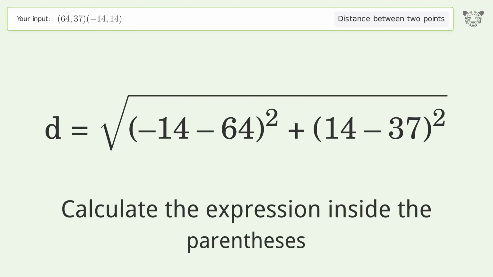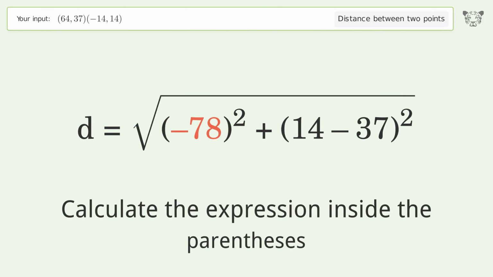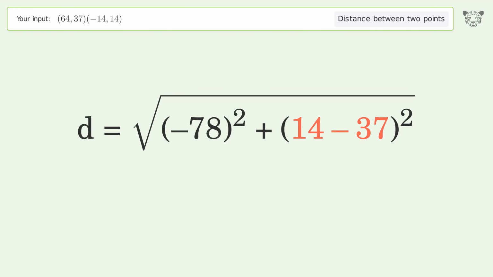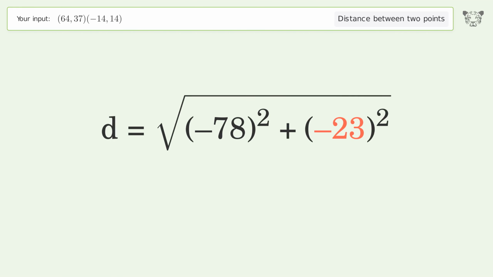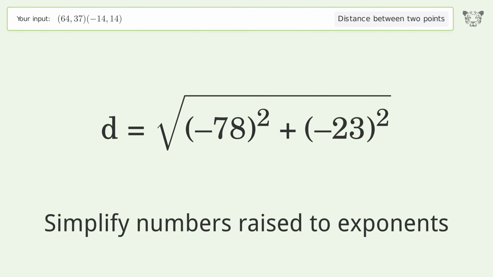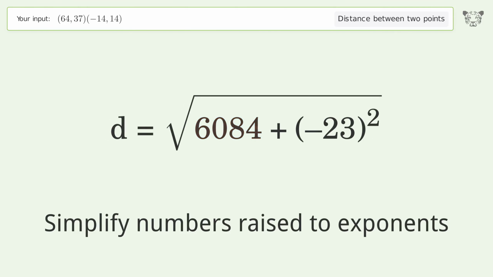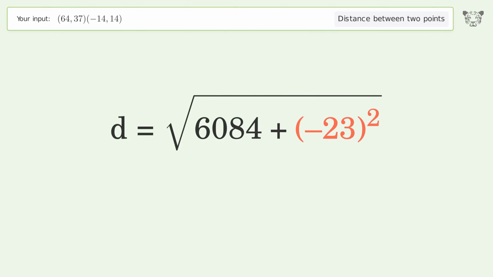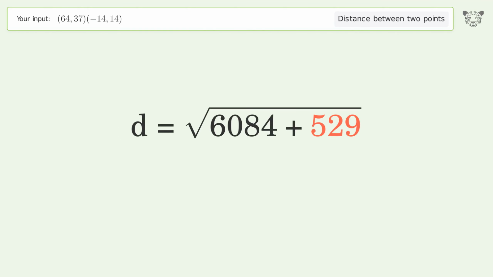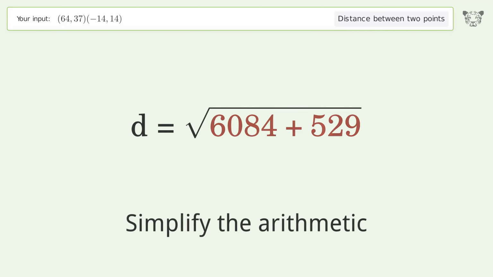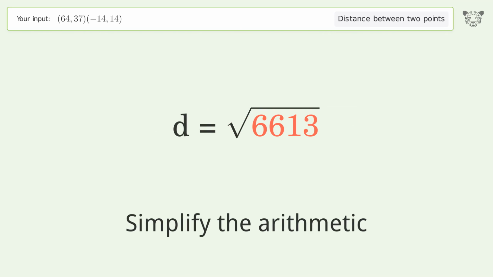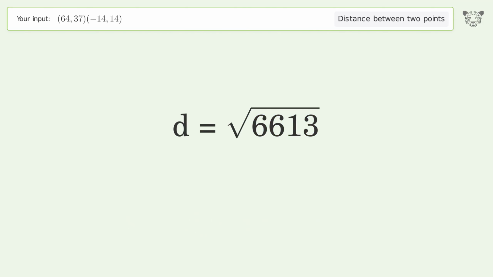Calculate the expression inside the parentheses. Simplify numbers raised to exponents. Simplify the arithmetic. And so the distance between the 2 points is the square root of 6,613, or 81.32.